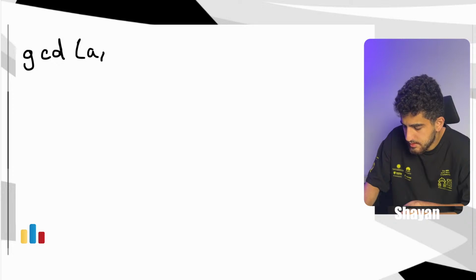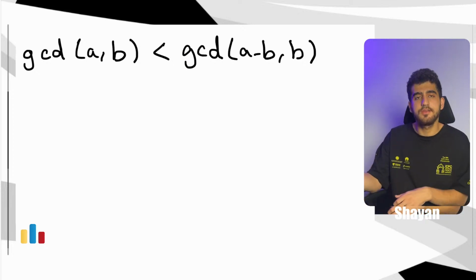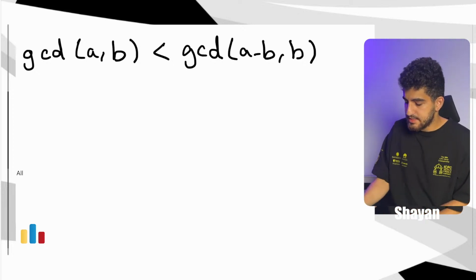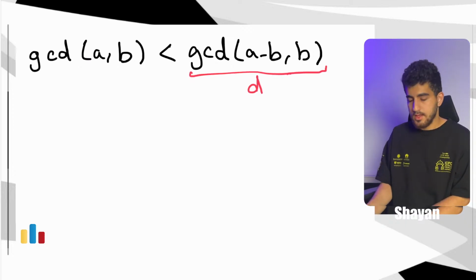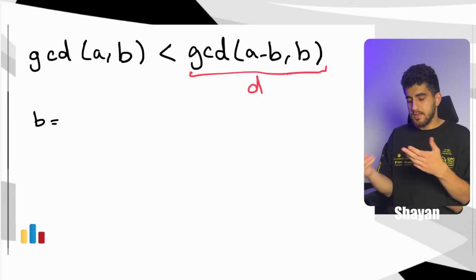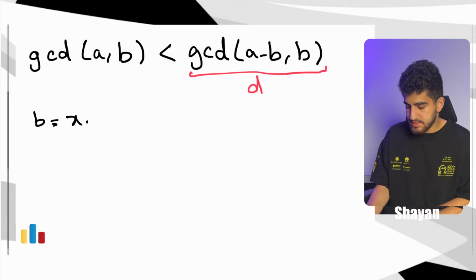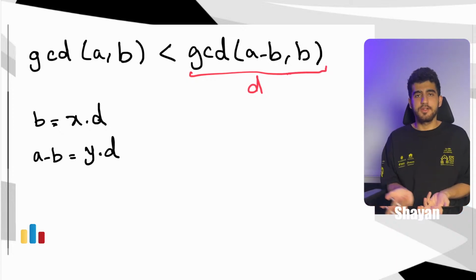Now we want to show that, as we are assuming that GCD of A and B is less than GCD of A minus B and B. Very similarly, we show that it is not possible as well. Again, assume that this is equal to some D. It means that B is a multiple of D. Assume that B is equal to X times D. Also, A minus B is a multiple of D. Assume that A minus B is equal to Y times D. Both of them are multiples of D.